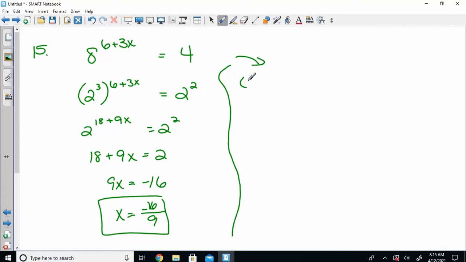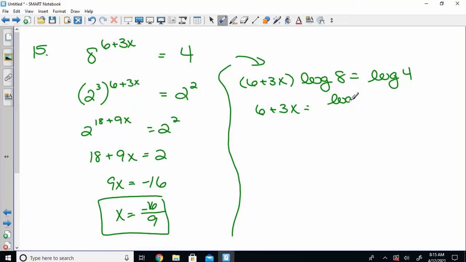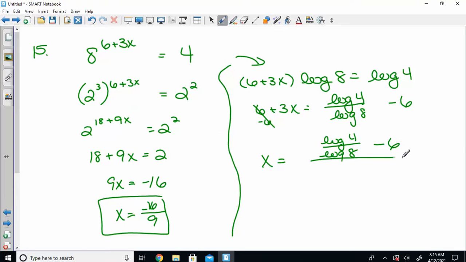If you had instead added your logs, you would divide your log 8 over, subtract your 6, and then you'd have to divide the whole thing by 3. You get the same answer. So it does work either way. Just when it works, common base is faster.